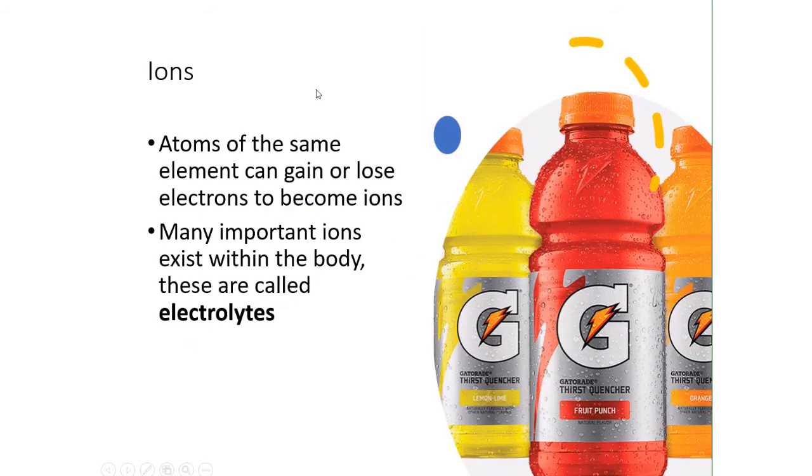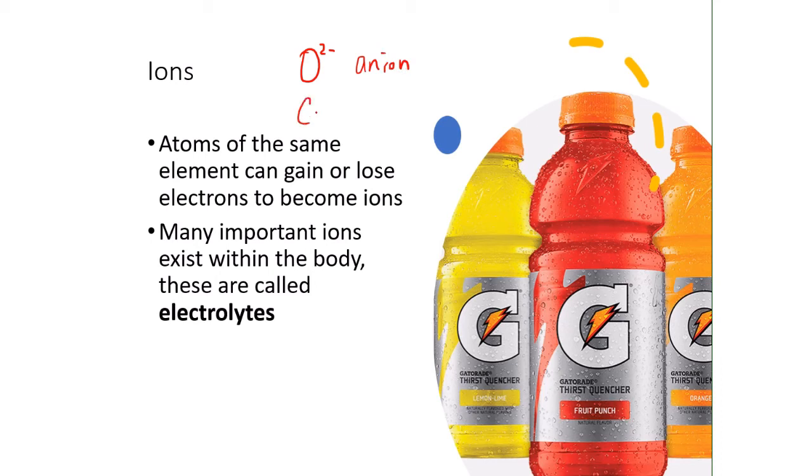So ions, what are ions? Atoms of the same element can gain or lose electrons to become ions. Let's say oxygen, for example. Right? Oxygen normally has 8 electrons. Okay, so it would be able to gain 2 electrons, and if it gained 2 electrons, we put a 2 negative, and that would make it negatively charged. Okay, when something is negatively charged, we call it an anion.